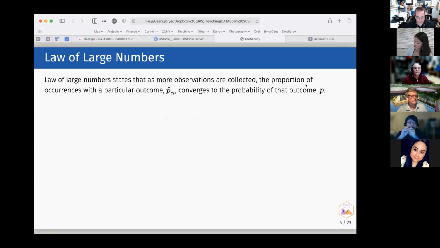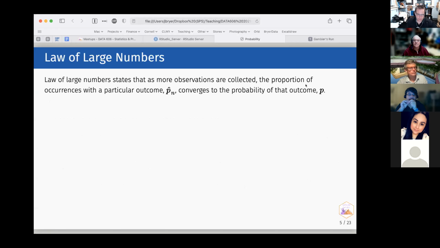Like I said, there are a couple of definitions that we need to talk about here, particularly when we get into the frequentist approach, although I think this applies to some extent with the Bayesian approach when we're doing simulations. This is the notion of the law of large numbers, which just states that as more observations are collected, the proportion of a particular outcome converges. So here's some notation. We're talking about the probability of some outcome, and the little hat over the P indicates that that's our observed probability.